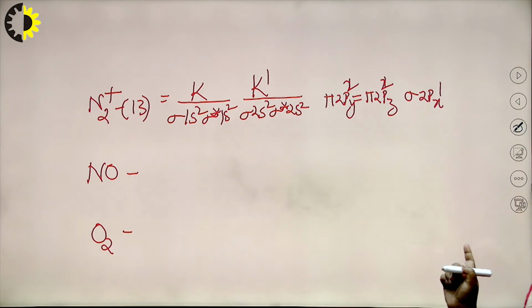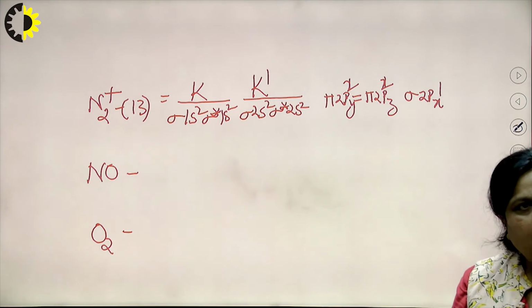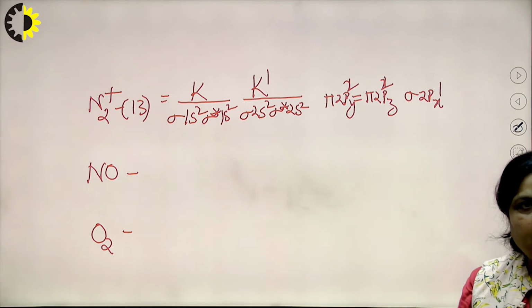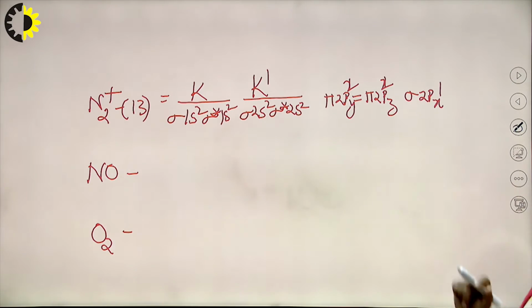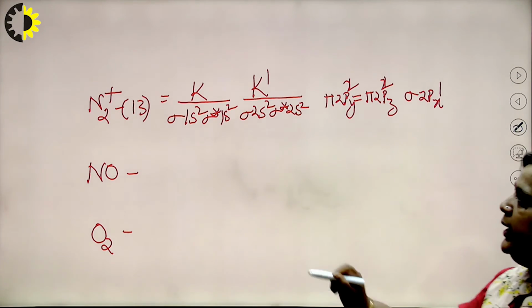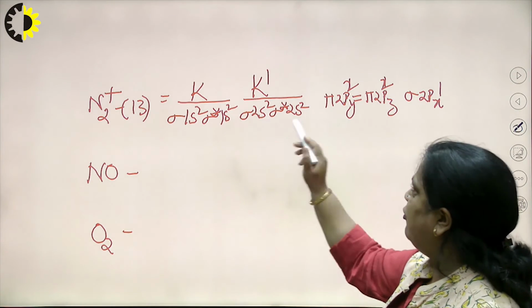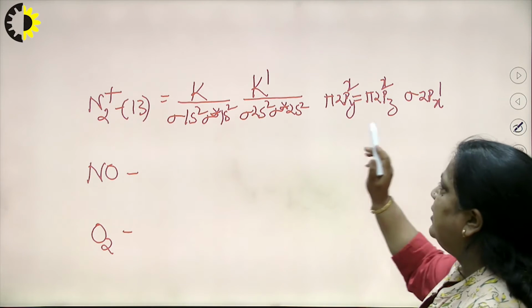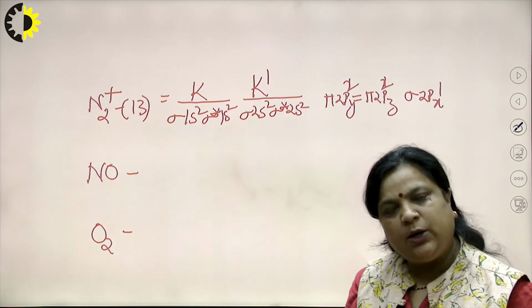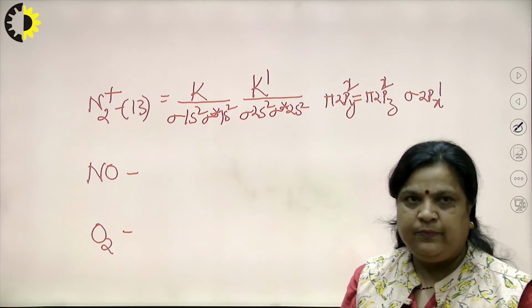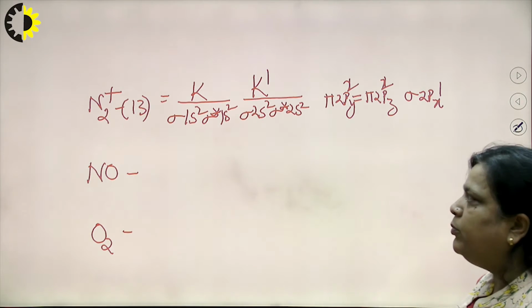Since there is an unpaired electron, we can say it is paramagnetic. Now, when we calculate the bond order, it will be half of 2, 4, 5, 6, 7, 8, 9. So, 9 minus 4 by 2, which is equal to 2.5. Clear? So, the bond order is 2.5.